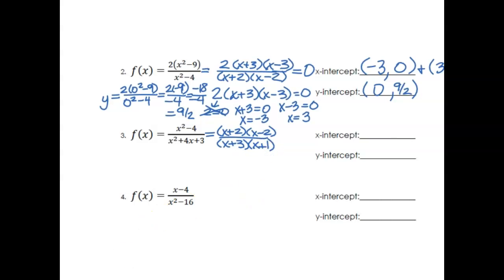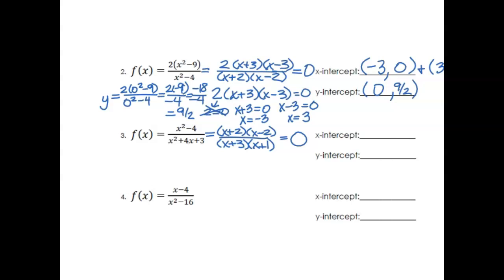Thank you. Are there any holes in this function? No, because nothing is a common factor on the top and the bottom. So the next step is to find the x-intercepts, which means I need to set the function equal to what? 0. Which in reality means that I'm setting what equal to 0? The numerator. So I want you to take a moment to find the x-intercept or x-intercepts for this problem, and then I'll call on somebody for it.